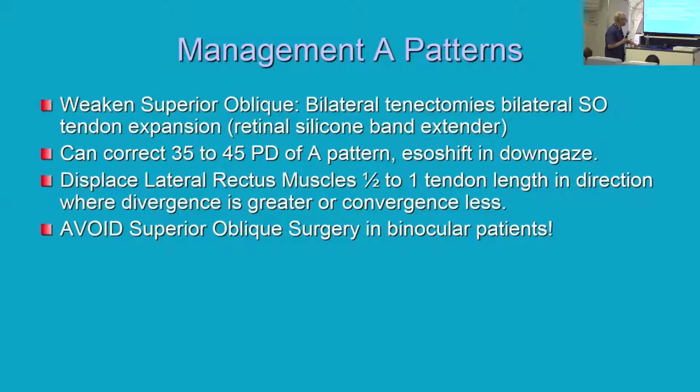Of course, you can also displace the lateral rectus muscles half a tendon to one tendon width in the direction where the divergence is greater. So I mentioned earlier, you move the laterals towards the base of the V or the A, and the medials towards the apex of the A or the V when you do these transpositions. And again, avoid superior oblique surgery in binocular patients. And you know, that's a general rule, a very good rule to keep in mind.